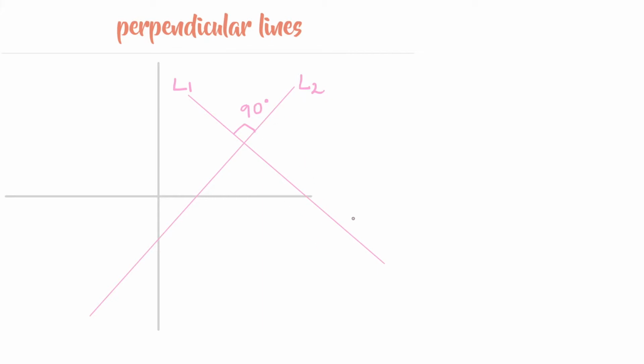Again, let's give them equations. So this is y equals m1x plus c1, and this is y equals m2x plus c2. Similar to before, but this time m1 and m2 aren't equal, they're supposedly opposite, and that actually means that if you times them together you get -1.